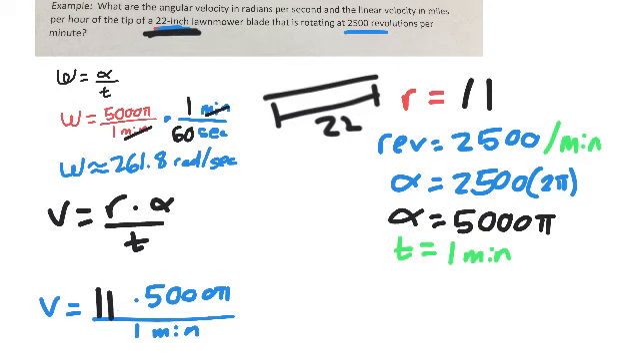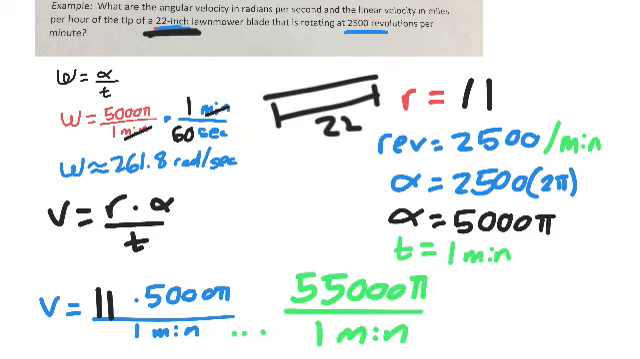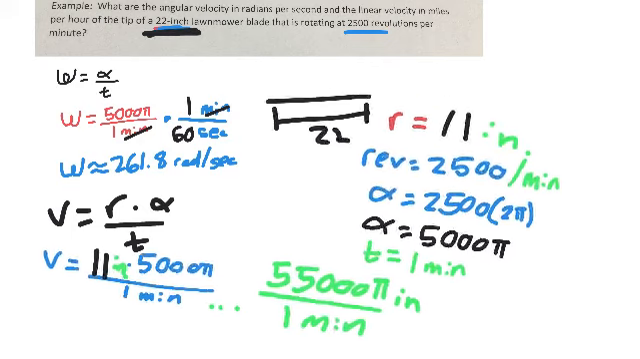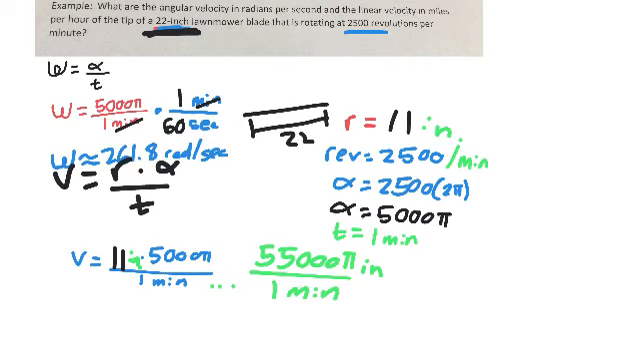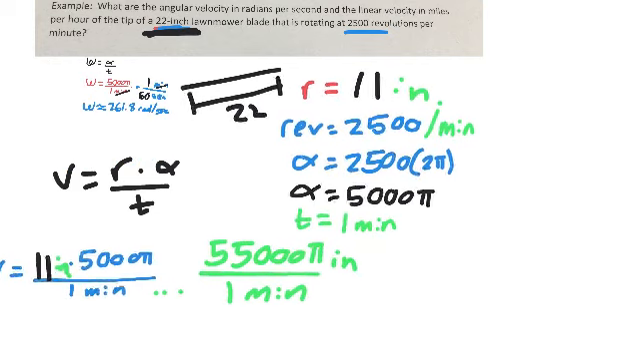Now we multiply. 11 times 5,000 pi is going to be 55,000 pi. And that's going to be in 1 minute. And what are my units on top? Because this was 11 inches, right? So again, we've got to think about our units. So that's going to be 55,000 pi inches in 1 minute. And now instead of inches per minute, I want to make that into miles per hour. So I've got to do my conversion.